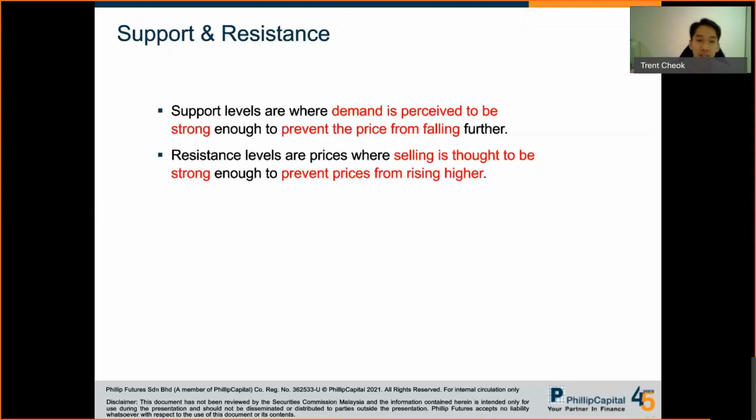So what is support and resistance? Support level is a place where price cannot fall further because demand is very strong there. After this, I'll show you how to identify support levels from the chart. And resistance is where a price cannot go higher, because there is a lot of selling pressure there.